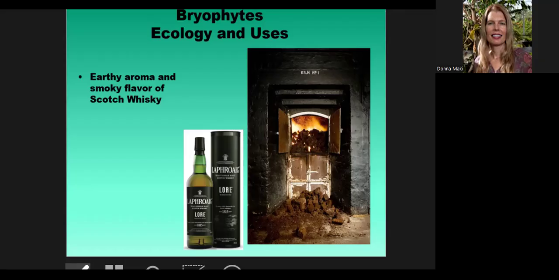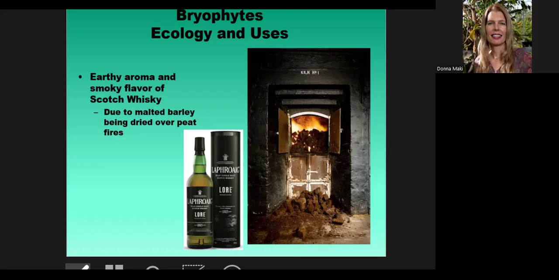But they actually take the barley, which comes from an angiosperm, and you take the barley seeds and you dry them over the peat fire. So you get all the smokiness from the peat fire. Then they bottle it and age it, and that's what it tastes like. So if you're into it, a lot of people are just all over it.